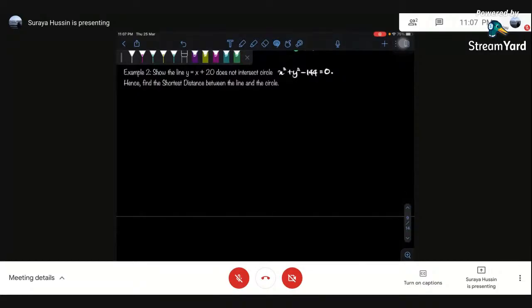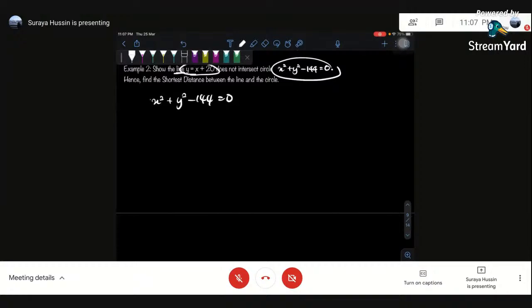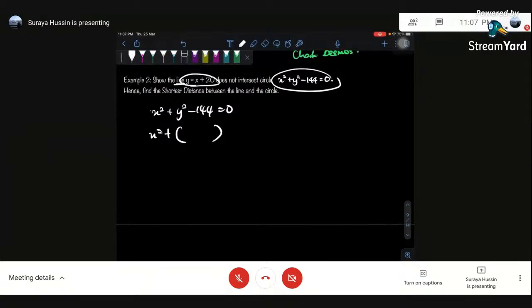Okay, but don't be afraid. You only have the line and the circle. What you need to do is just memasukkan sahaja. You know you have this, right? Tak apa, salin je sekejap. Dan you masukkan nilai, you masukkan equation y kamu, iaitu x plus 20.